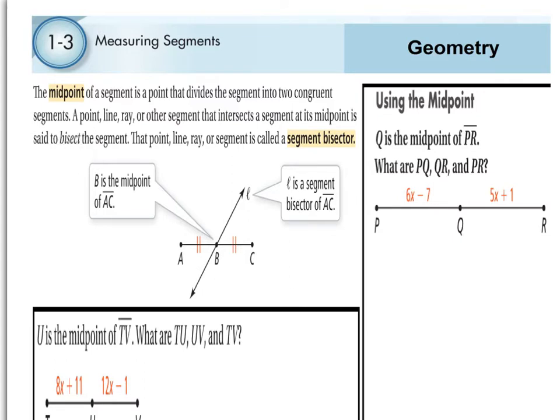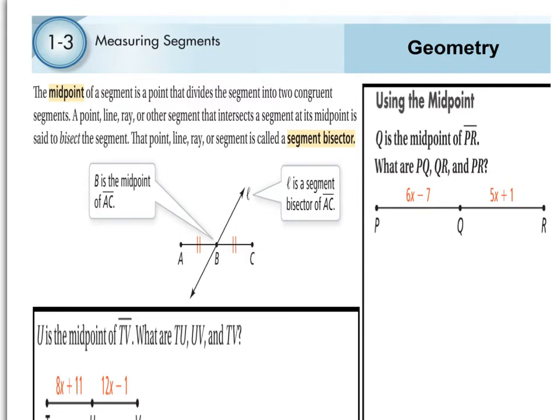Anytime you intersect a segment with another line, so two lines are intersecting, and you can see that from this picture right here. You have line AC, and then you have line L. Line L is intersecting AC at point B, which happens to be right in the middle. That's what they call a bisect. That point, line, ray, or segment is called a segment bisector. So in this case, line L is the segment bisector of AC.